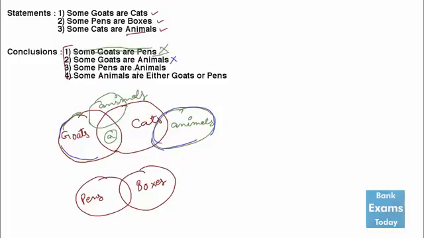Some pens are animals. There is no relation between the pens and boxes with this graph, so cut it out. Some animals are either goats or pens. Here are the diagrams for the animals. Animals can be this circle or this circle or this circle. So we can't conclude the fourth conclusion as well. So none of the conclusions follows.